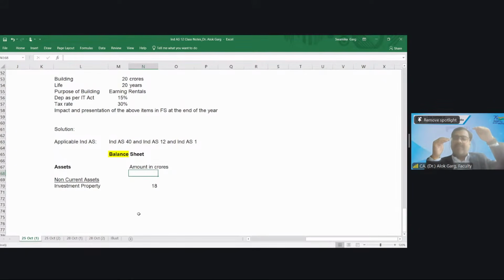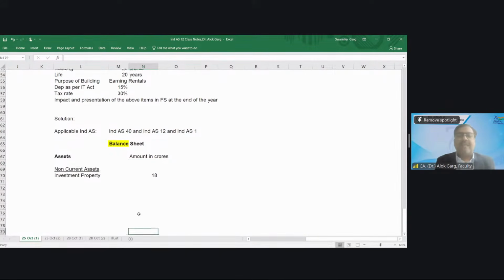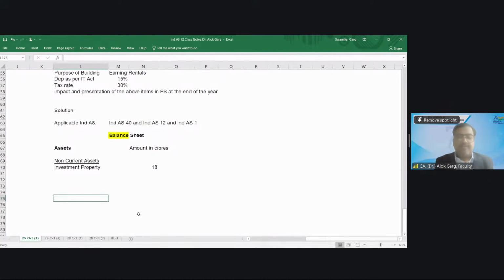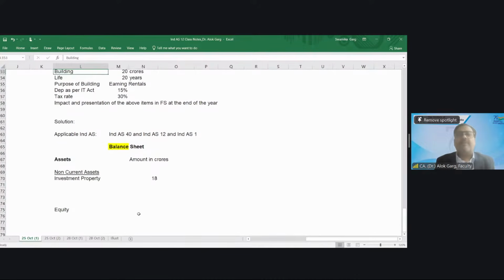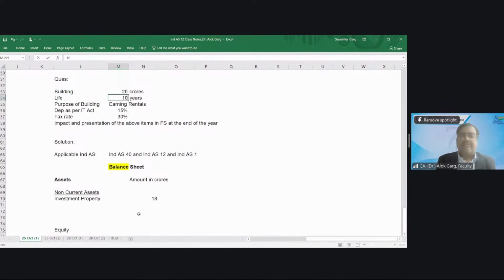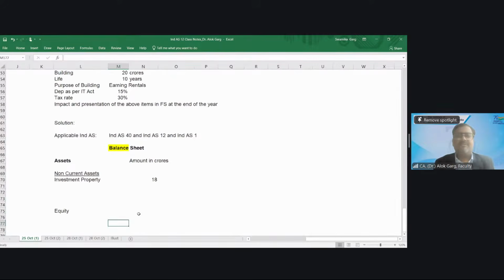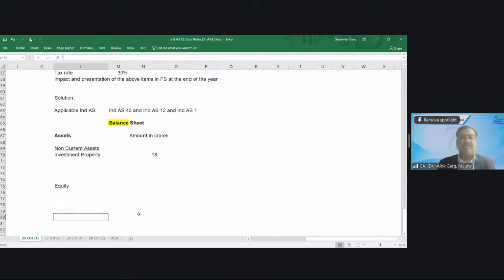DTL, sir. So I should reduce my asset, which means I have to create my DTL. Sorry, the life is 20 years, so depreciation is 1 crore. So let's make this life 10 years. Is it okay now? Yes, sir. So then my equity, and then the liability side, liabilities.